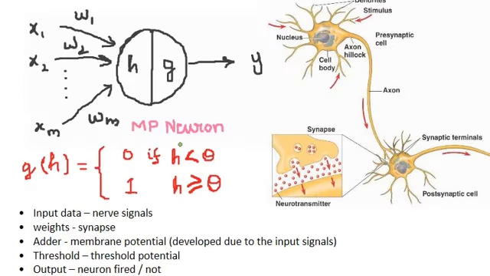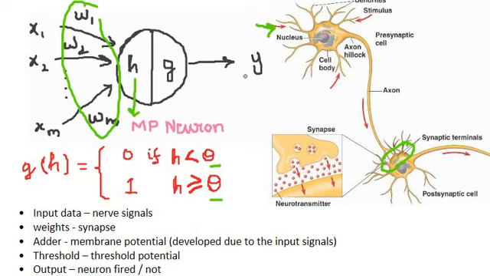So here is the MP neuron and this is the biological neuron. The x1, x2 and so on up to xn are the input data, and these correspond to the nerve signals which are received by this neuron. The weights here, W1, W2 and so on, correspond to the strength of the synaptic connections, and the result of the adder function corresponds to the membrane potential developed because of the input nerve signals. And the threshold in the activation function corresponds to the threshold potential of this neuron.